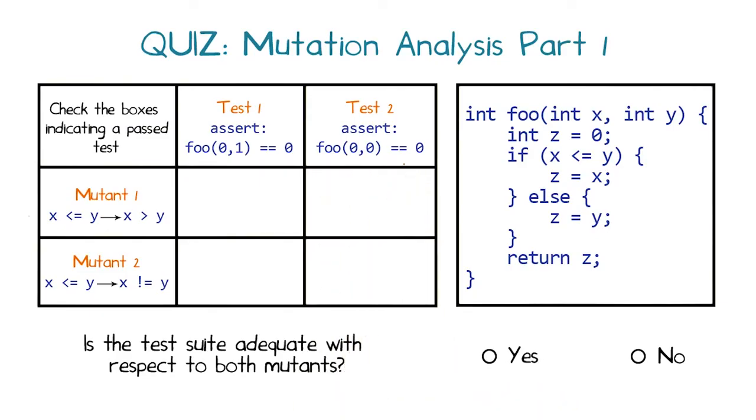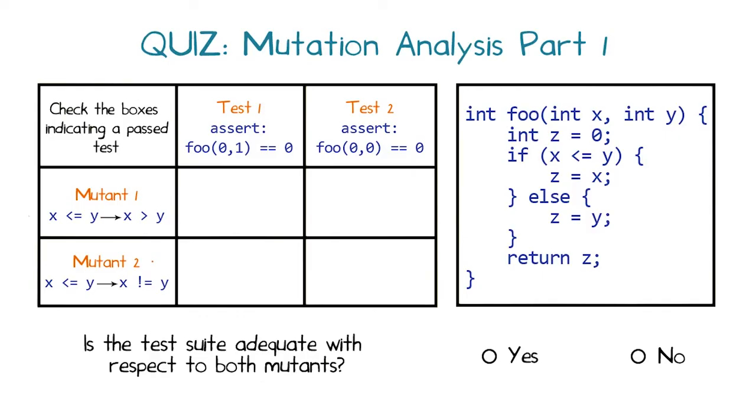Note that the original function foo will pass both of these tests. Check the boxes in this table to indicate which mutants pass which tests. Then answer the question with either yes or no. Is this test suite adequate with respect to these two mutants?